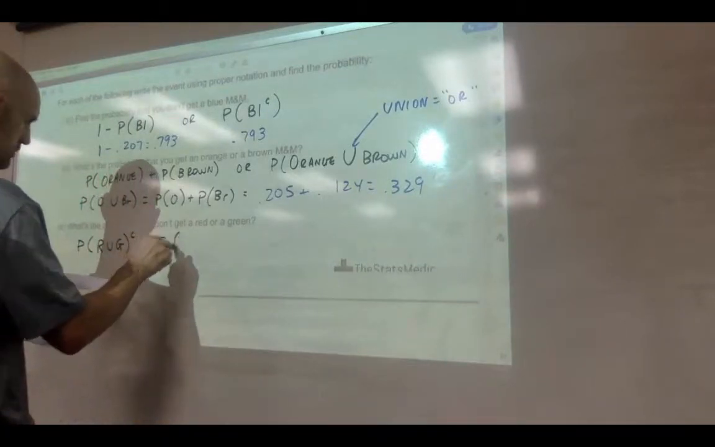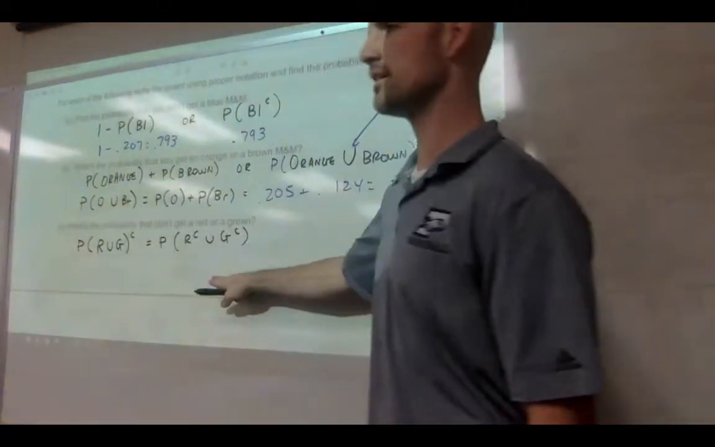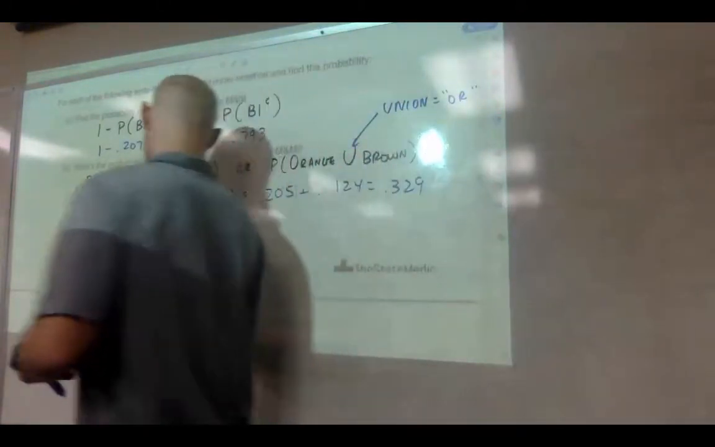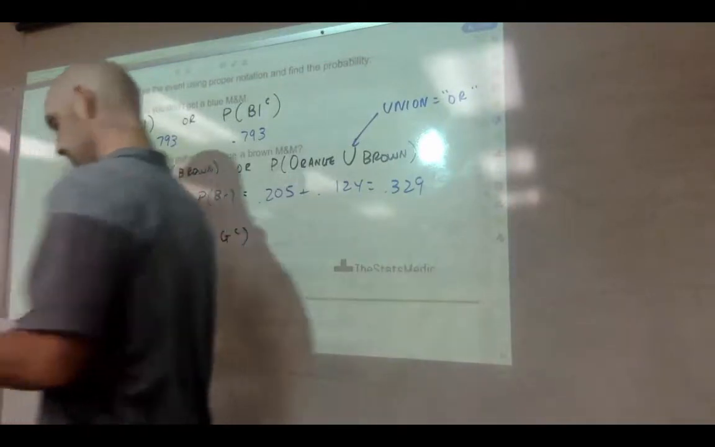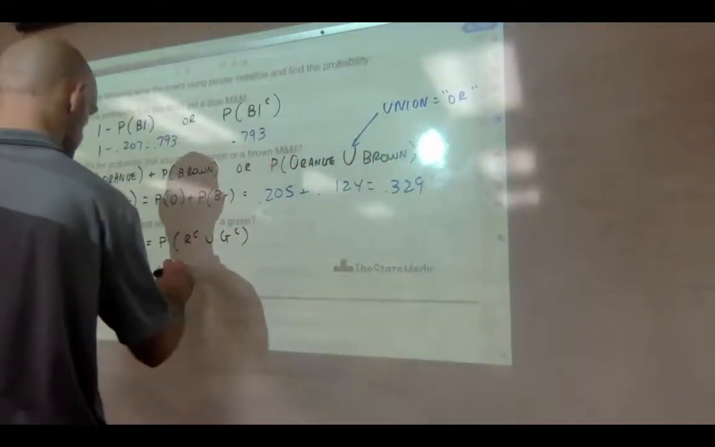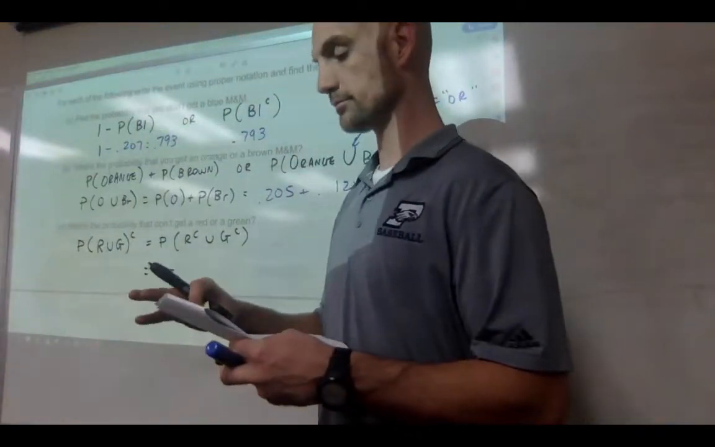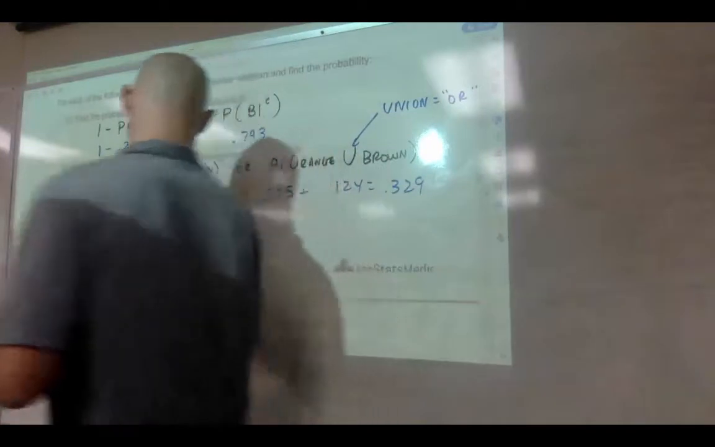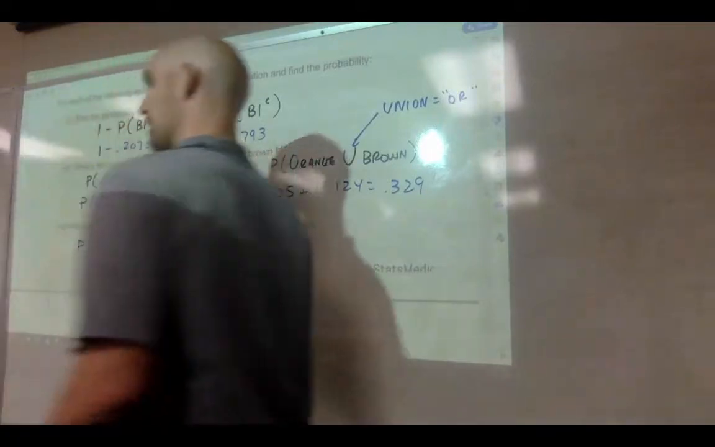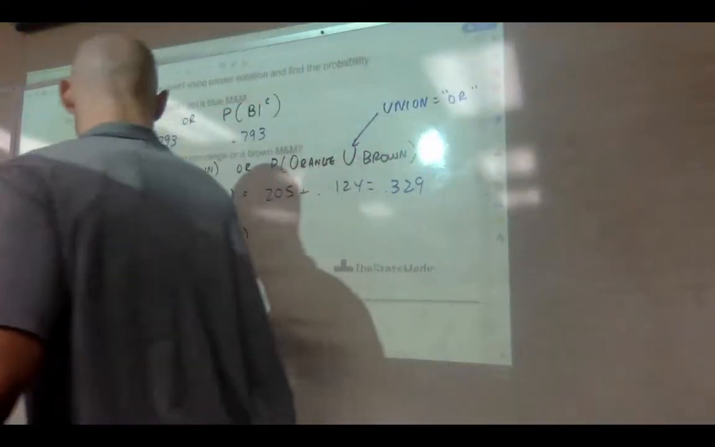So hold on. The probability of the complement of red or the complement of green equals 1 minus P of red plus P of green. What do you think about that? 1 minus the probability of R plus the probability of G? Well, it should look like this.